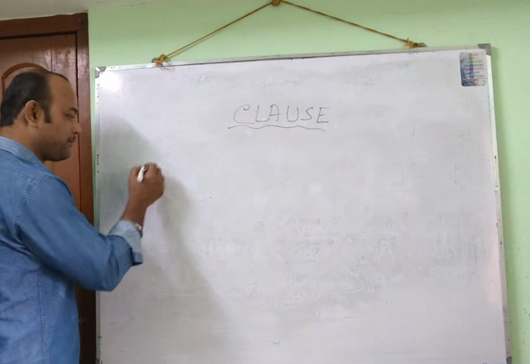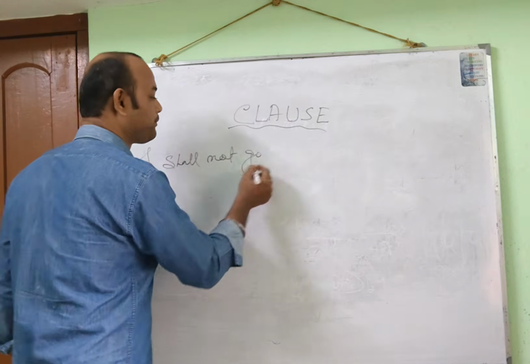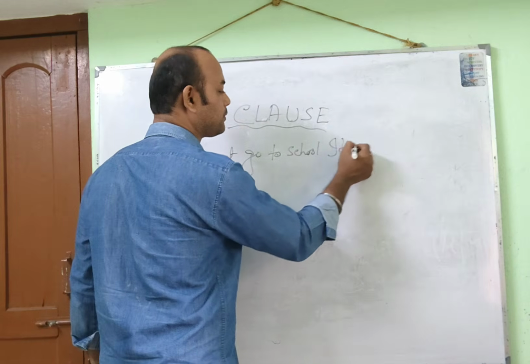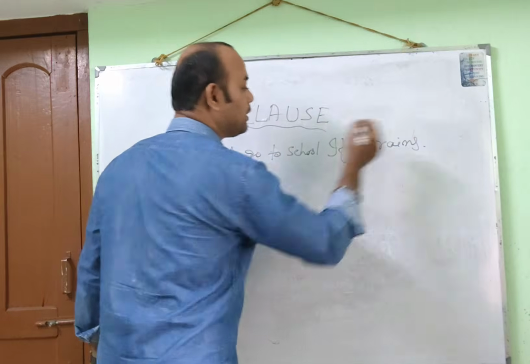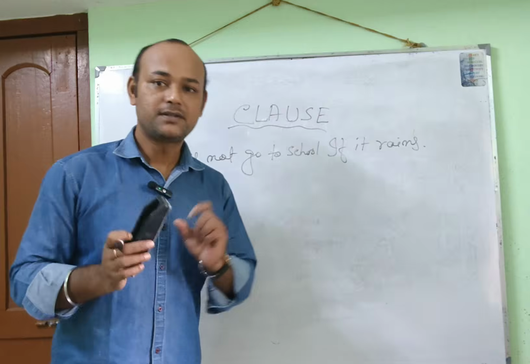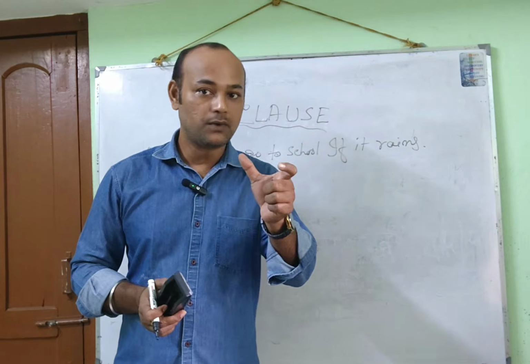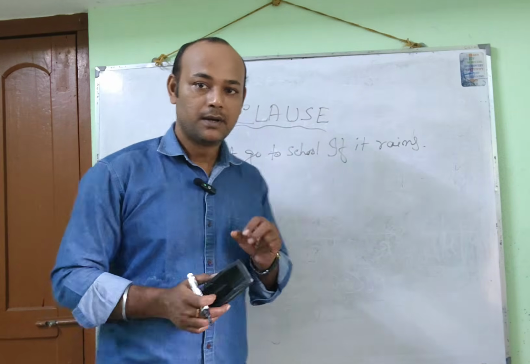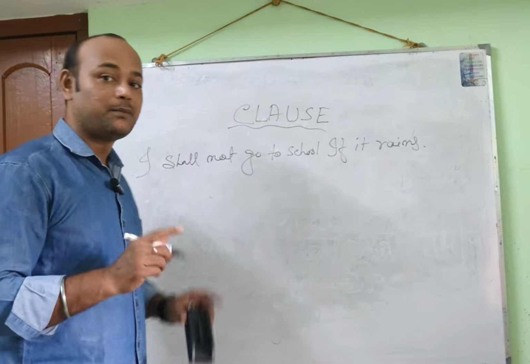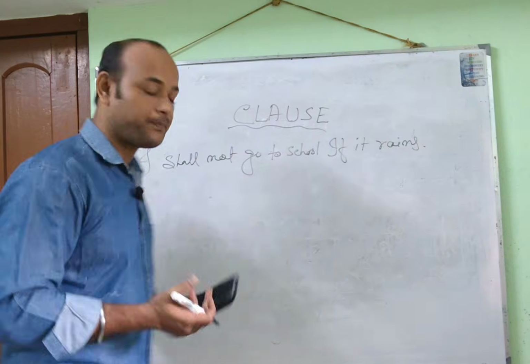Let me write a sentence first. What have I written? I shall not go to school if it rains. So first of all, to find out a clause, we have to find out two things. One is a group of words and the next is a finite verb. Because I have told you each clause has a finite verb. That means in a sentence there may be many finite verbs. That's why in a sentence there may be many clauses.